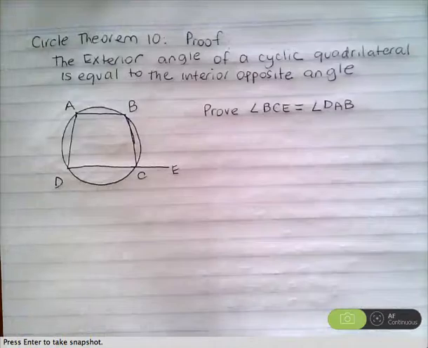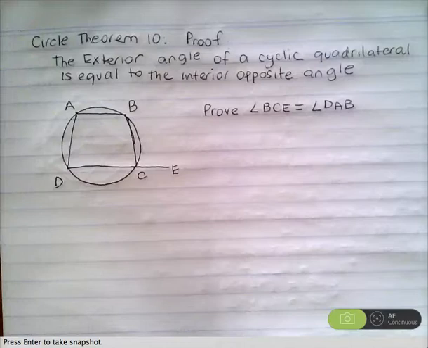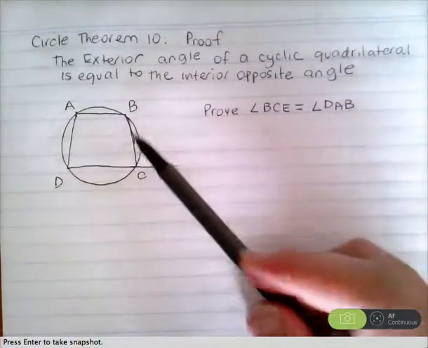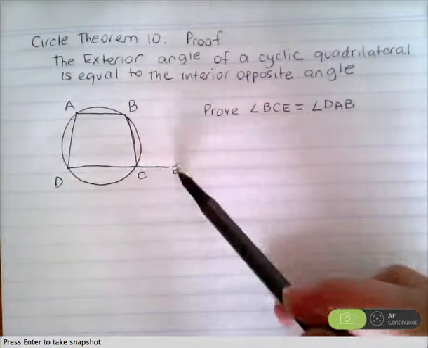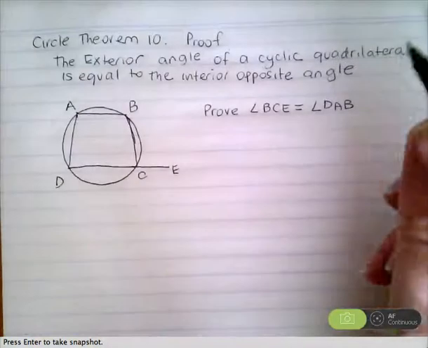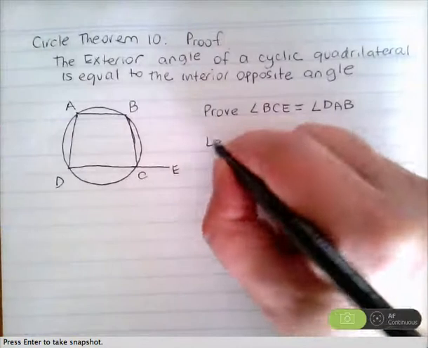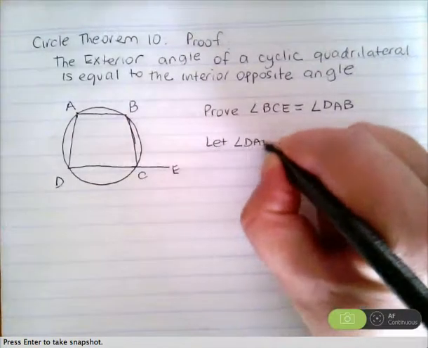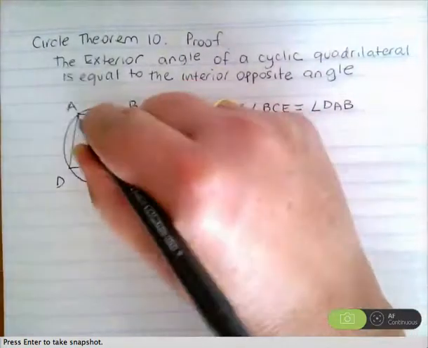Okay, now this is the proof of Sokol theorem 10, that the exterior angle of a cyclic quadrilateral is equal to the interior opposite angle. So basically what we've got to prove is that angle BCE is equal to angle DAB. So what we're going to do, we're going to start by letting angle DAB equal x.